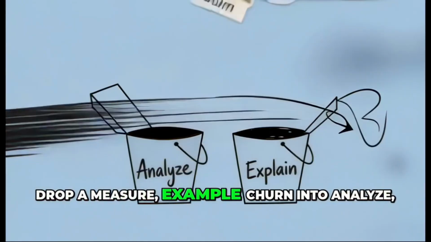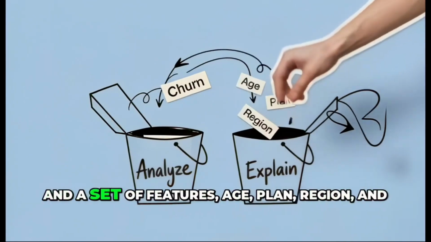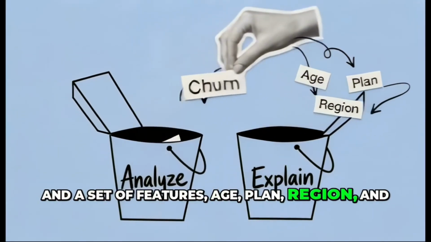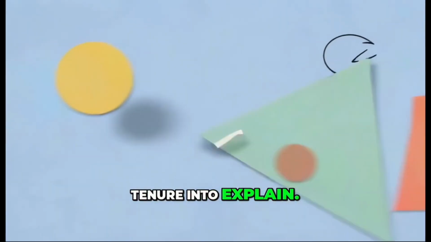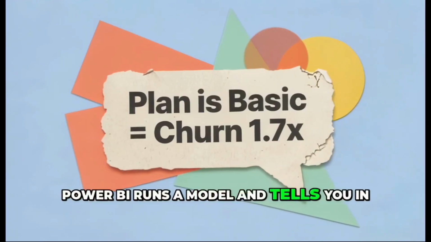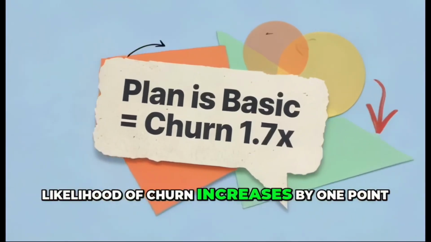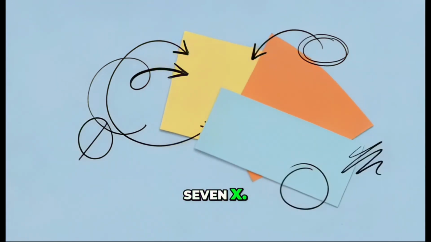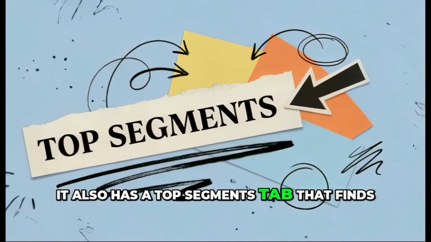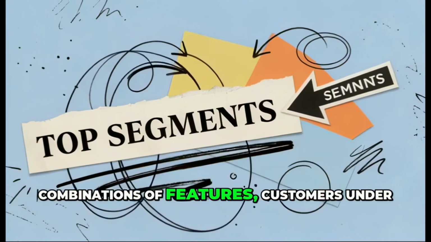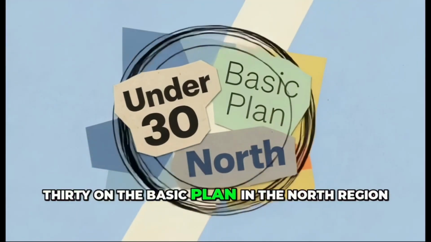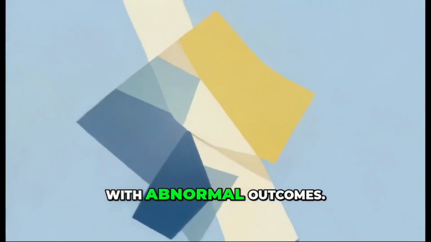Drop a measure, example churn, into analyze, and a set of features, age, plan, region, and tenure into explain. Power BI runs a model and tells you in plain language, when plan is basic, the likelihood of churn increases by 1.7x. It also has a top segments tab that finds combinations of features, customers under 30 on the basic plan in the North region, with abnormal outcomes.